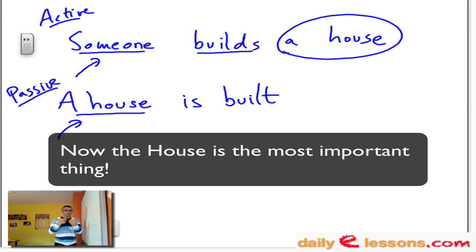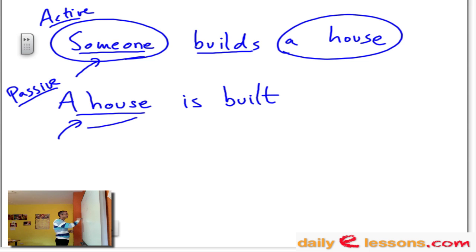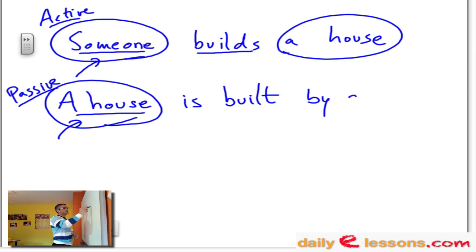Okay? So that's the difference between active and passive. If you want to make it clear that someone is the most important thing in a sentence, then you must create an active sentence. If you want to emphasize that the house is the most important thing, you must create a passive sentence. So, a house is built. Is it important to say by someone? Well, in that case, we do not need to write down by someone. Okay, so that's not important.